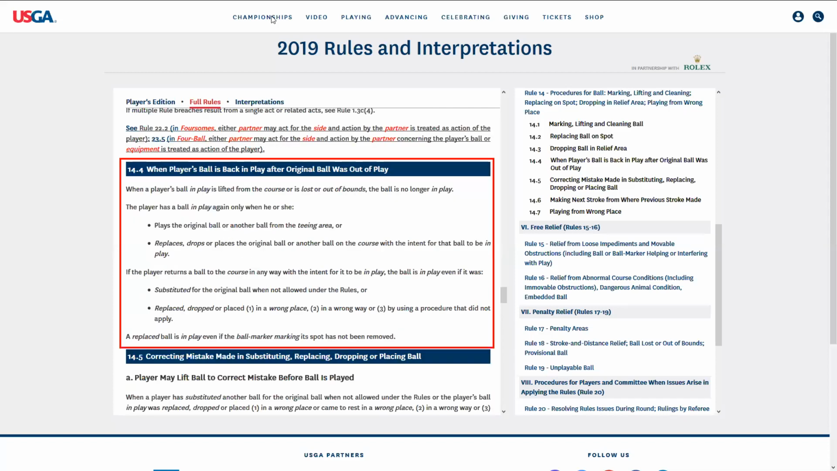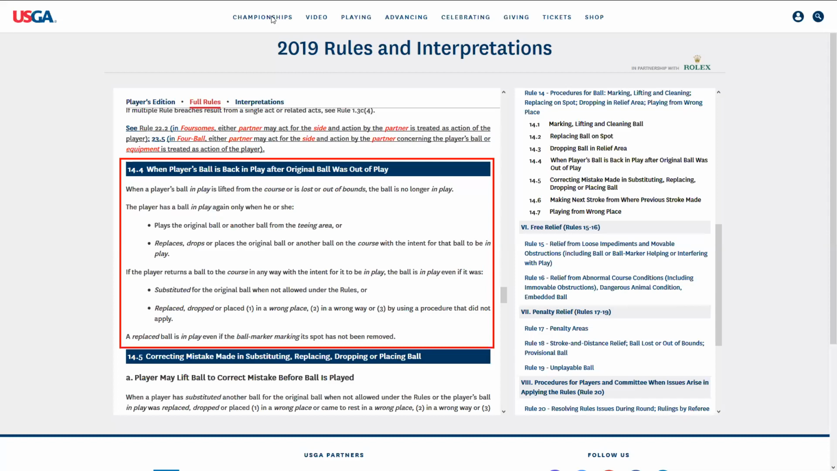When a player's ball is back in play after the original ball was out of play. When a player's ball in play is lifted from the course or is lost or out of bounds, the ball is no longer in play. The player has a ball in play again only when he or she plays the original ball or another ball from the teeing area, or replaces, drops, or places the original ball or another ball on the course with the intent for the ball to be in play.